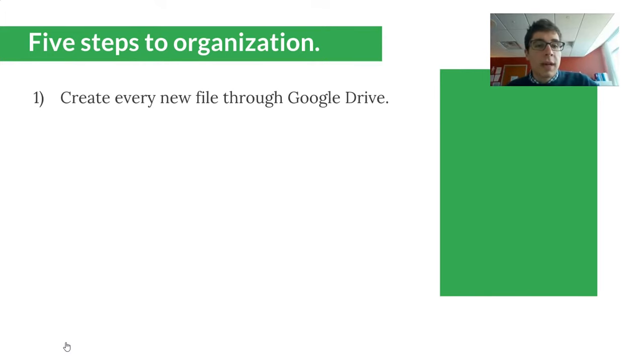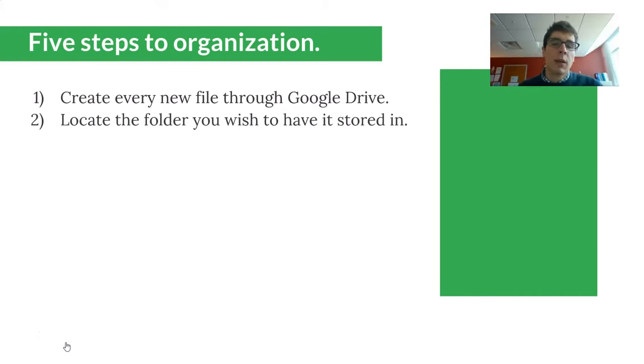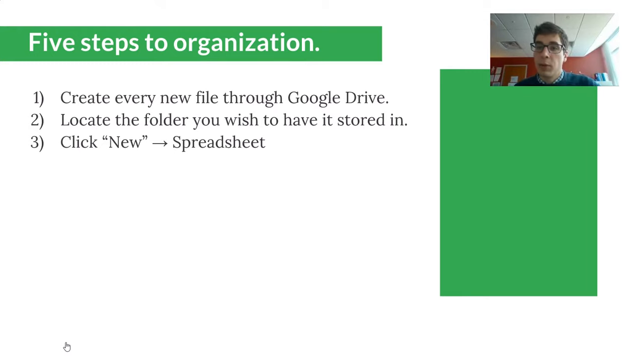We are going to create every new file that we make through the Google Drive application. That's the first step. We are going to locate or create a folder where we want to have it stored. We're going to create our new spreadsheets by using the blue New button that we looked at in the last lesson to create new spreadsheets. Again, this extends to Google Slides, it extends to Google Documents, and so on. But since this is Sheets 101, we're dealing mainly with spreadsheets.